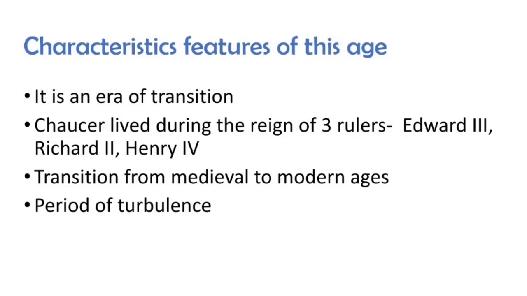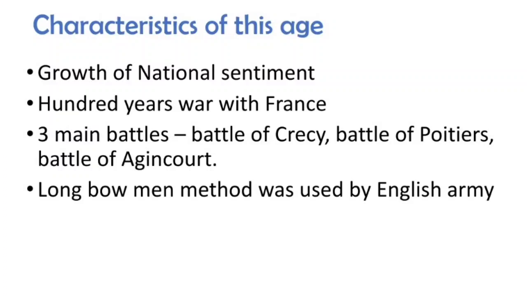The first characteristic feature is that it was an era of transition. The Chaucerian era was an era of transition because there was social, religious and political turbulence during this period. Chaucer was born during the reign of Edward III, lived through that of Richard II and died the year after Henry IV ascended the throne. In this period, we can also see the transition from medieval English to modern English. It was also a period of growth of national sentiment.